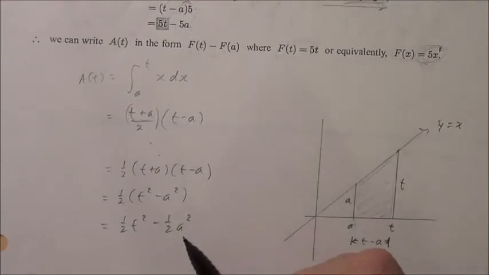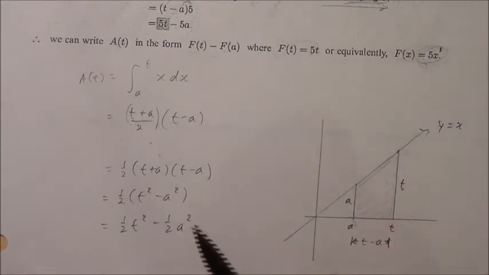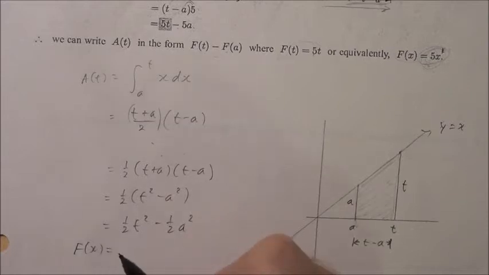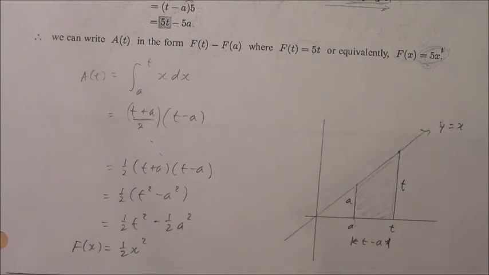So we have to remember that a is just a constant. T is the variable. So if you take the derivative of a constant, it just disappears. Okay? So then the expression, f of x would just be 1/2 x squared, and then whatever constant that would be.